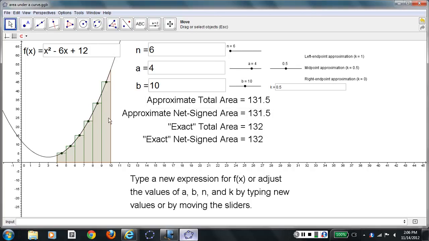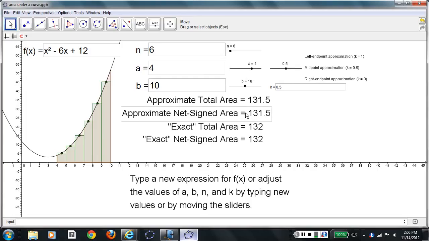I need to tell it the endpoints of the interval. So 4 to 10. And then I need to decide, do I want to use the midpoints? Or do I want to use maybe the left endpoints? Or the right endpoints of the interval? And how many little subintervals do I want? Well, GeoGebra actually gives us a pretty good way of telling how this is going to work. A little bit later in the chapter, we'll use an antiderivative to find the exact area. And if we believe GeoGebra, the exact total area bounded by the curve and the x-axis is 132 square units.